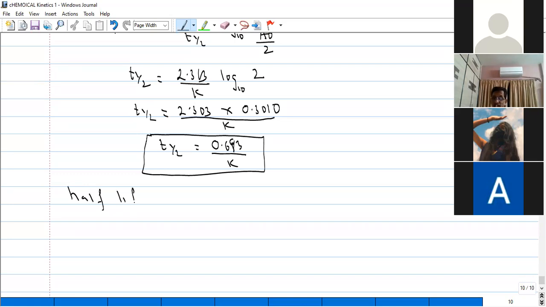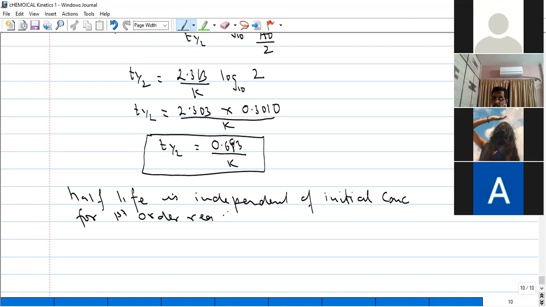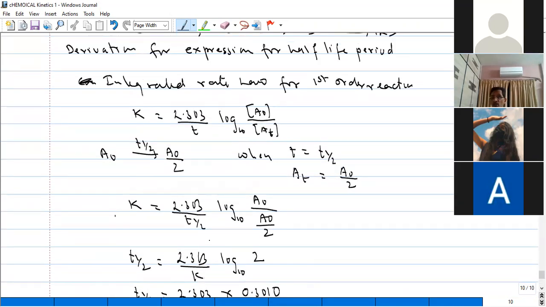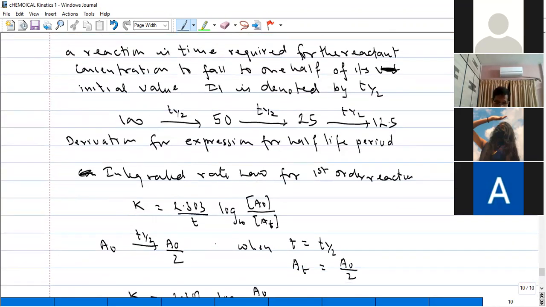Half-life is independent of initial concentration for first order reaction. T-half is 0.693 upon K. Half-life is independent of initial concentration for first order reaction. So this was the derivation for the half-life.